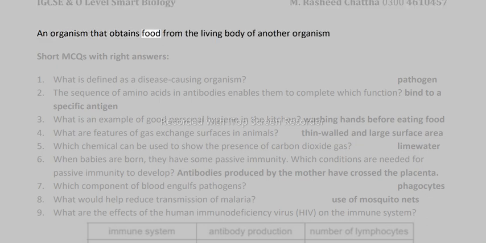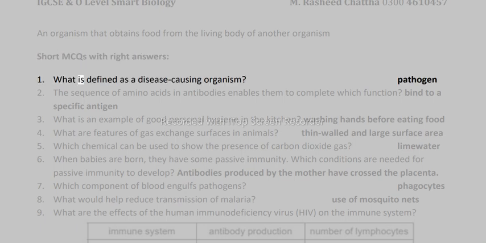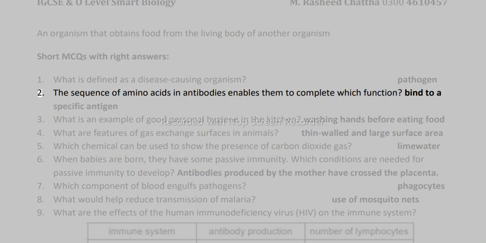Organism that obtains food from the living body of another organism. Short MCQs with right answers. 1. What is defined as a disease-causing organism? Pathogen. 2. The sequence of amino acids in antibodies enables them to complete which function?